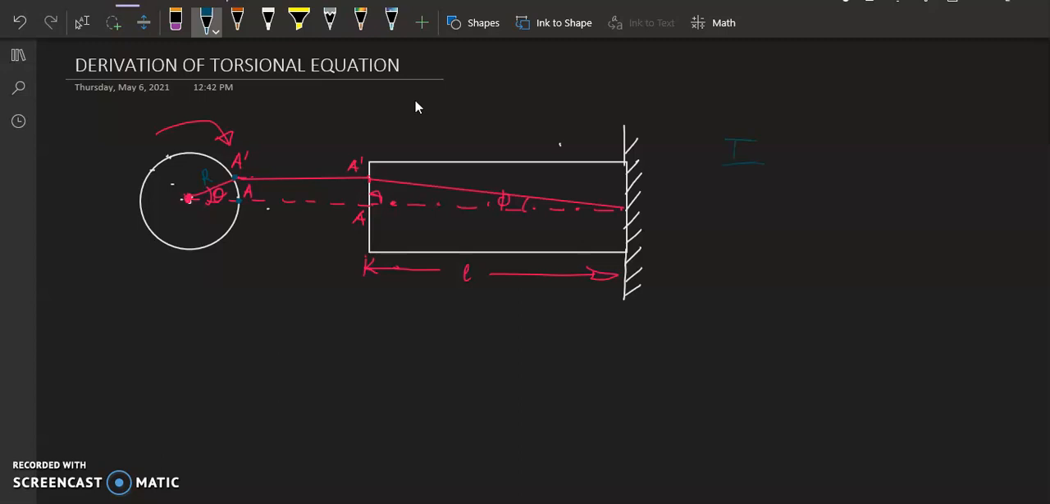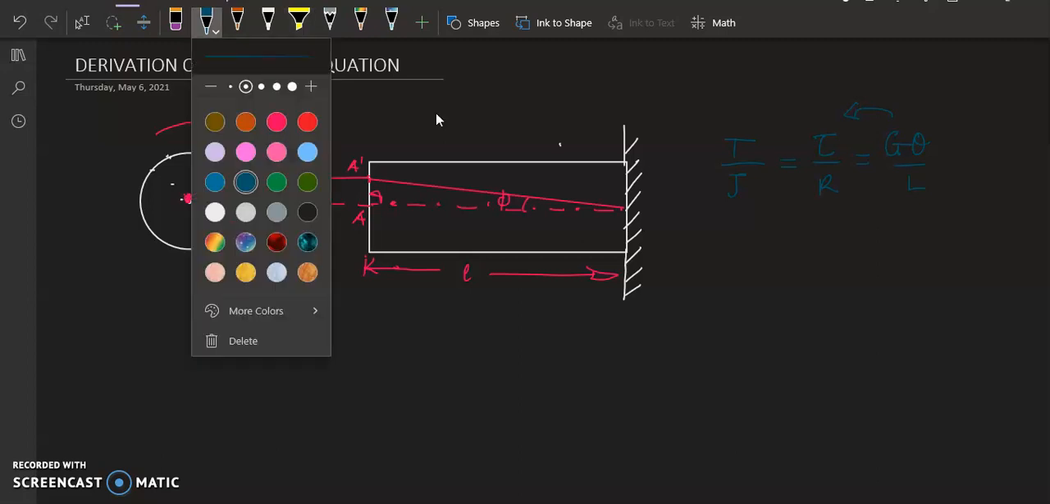So we have T over J is equivalent to tau over R, and that is also equivalent to G theta over L. So these terms are interchangeable. So you can either have G theta over L in the middle or the other way around. So today we are going to look at how to derive that equation.